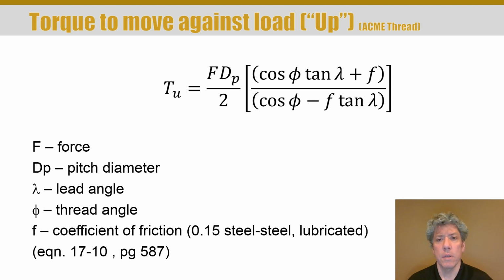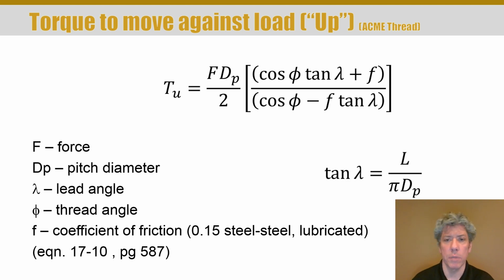So there are two reasons that metric and English screw threads don't work together. One is the spacing between the threads, and of course the size. I said teeth, I meant threads. But also the thread angle itself is different.